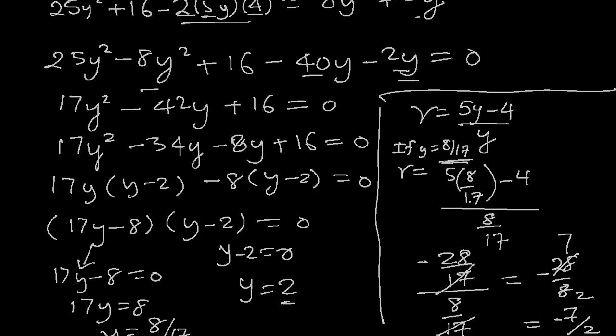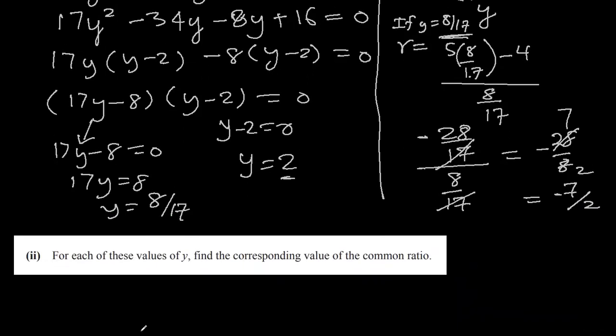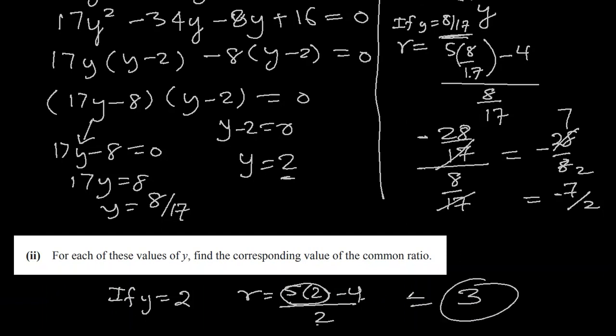So the common ratio in case of y being equal to 8 over 17 is minus 7 over 2, and let's do the same thing if y is 2. So r becomes (5 times 2 minus 4) over 2. 10 minus 4 is 6. 6 divided by 2 is 3. Straight away, r is 3 in this case.